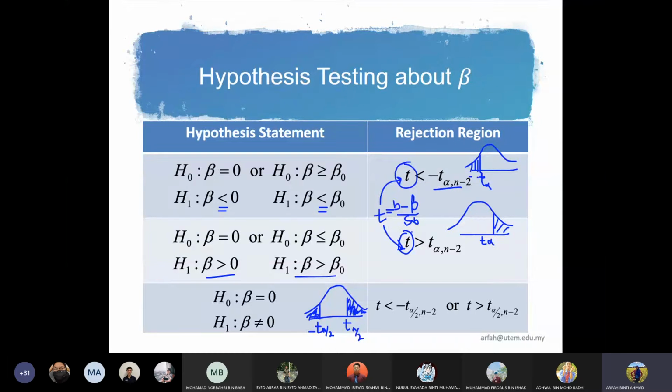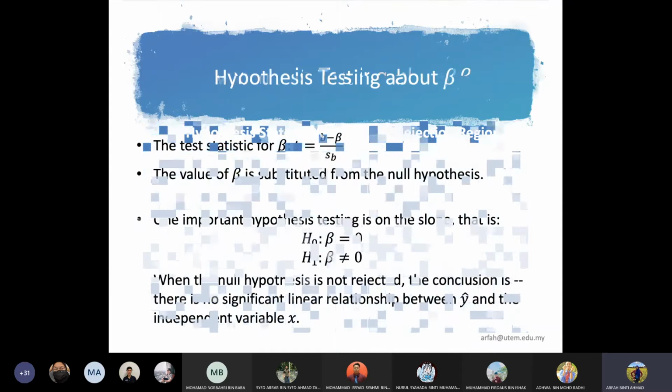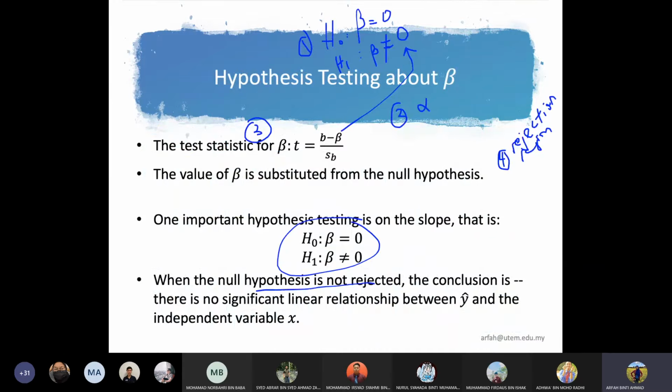Katakan kalau awak buat test dia this one, beta sama dengan kosong, then awak punya conclusion is H null is not rejected, meaning that conclusion awak will be based on H null. So the conclusion is there is no significant linear relationship between y hat and the independent variable X. Sebab kita buat hypothesis testing, decision awak accept H null. So daripada situ conclusion kita accept H null, meaning that beta equal to 0.